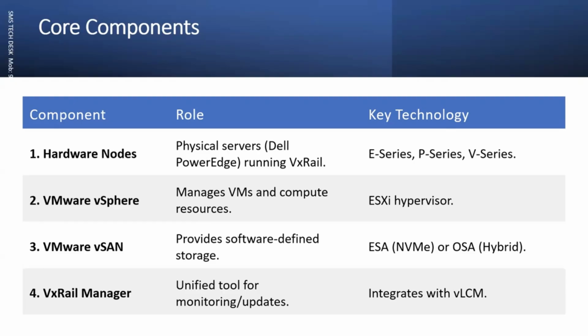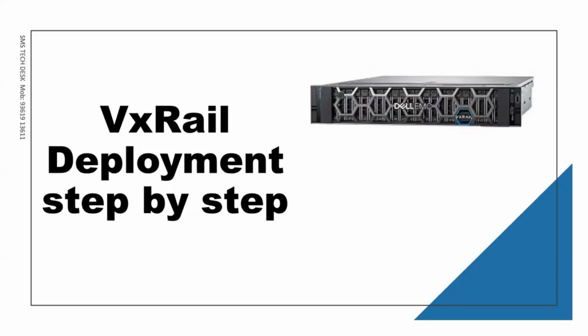Okay, so now let's get into the deployment process. Now we have an idea of what hardware is available as a VxRail appliance, and also what VxRail versions are available. Now let's start with VxRail deployment step by step. The example we are going to take here is a new data center, and you are going to start your VxRail deployment from scratch. So how are you going to start the deployment?